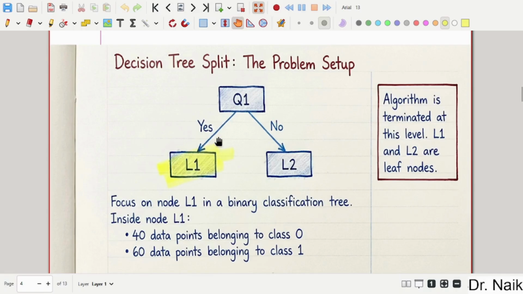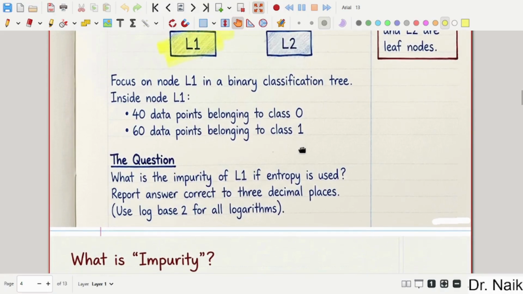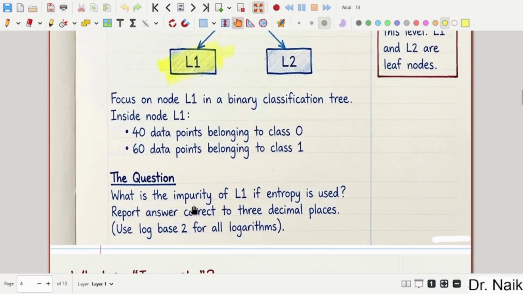Now focus on node L1. In a binary classification tree, inside the node L1, we have 40 data points that belong to class 0 and 60 data points that belong to class 1. And the question is, what is the impurity of L1 if entropy is used? Report the answer correct to 3 decimal places. Use log base 2 for all calculations.